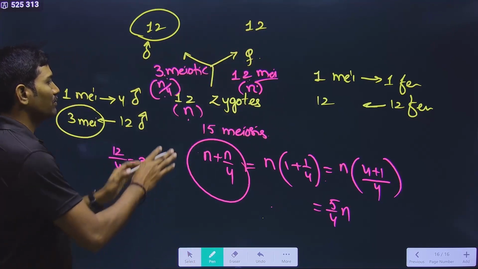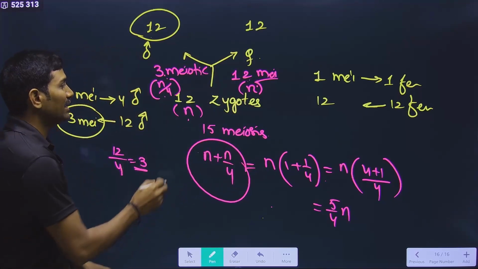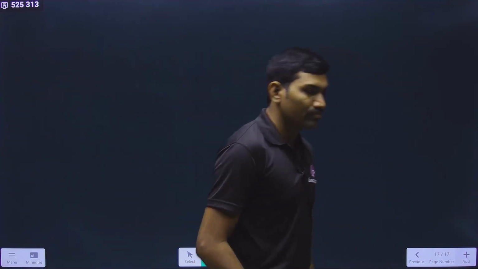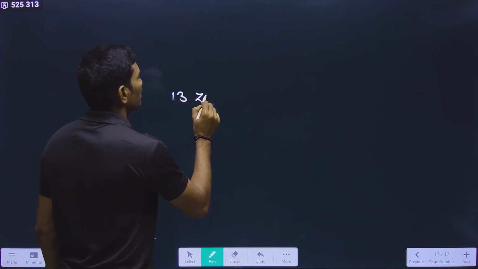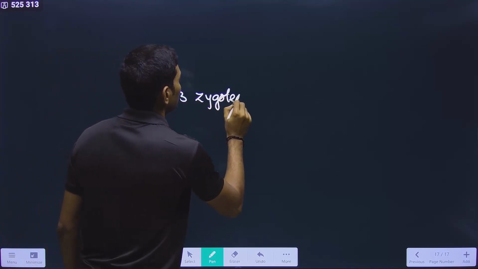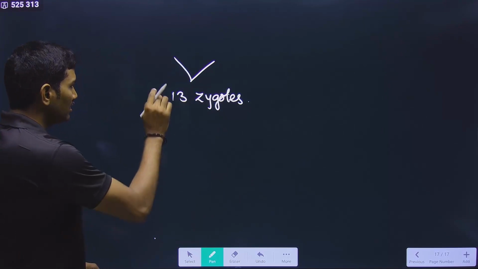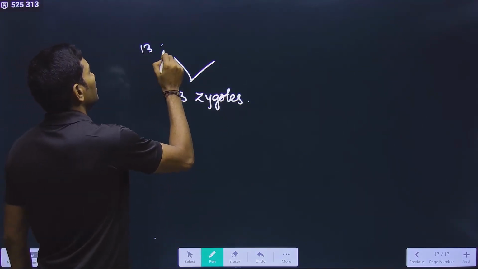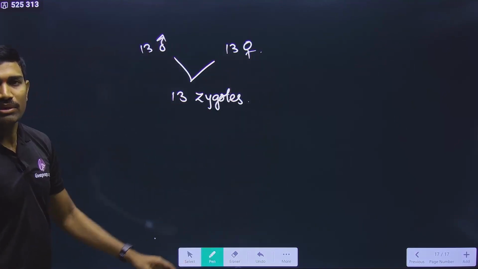Clear? So suppose it is a normal complete number, you can easily get this number. Okay. Instead of 12, suppose I am asking 13, then what will you do? Now I want 13 zygotes. Now do the calculation and tell me the answer. Now directly I am giving the answer. I am not waiting for your answer. If you want to do it, pause the video, do it and then continue. So here you want 13 male gametes, 13 female gametes. 13 male and female gametes you want.